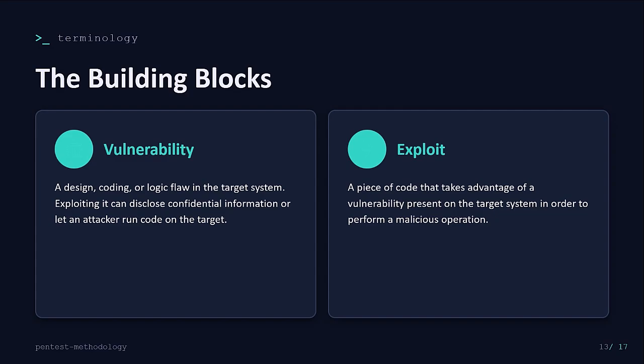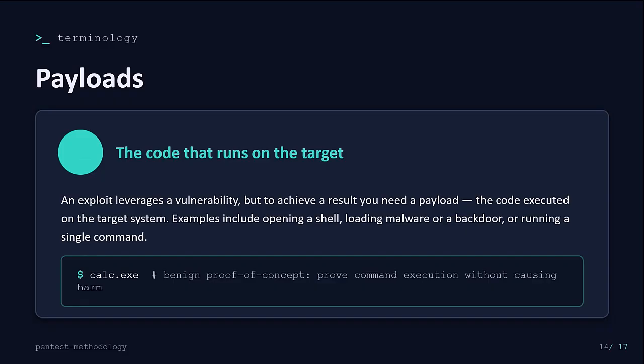So the relationship is simple. The vulnerability is the unlocked window. The exploit is the act of climbing through it. One is the weakness, the other is the technique that abuses it. Next, the payload.